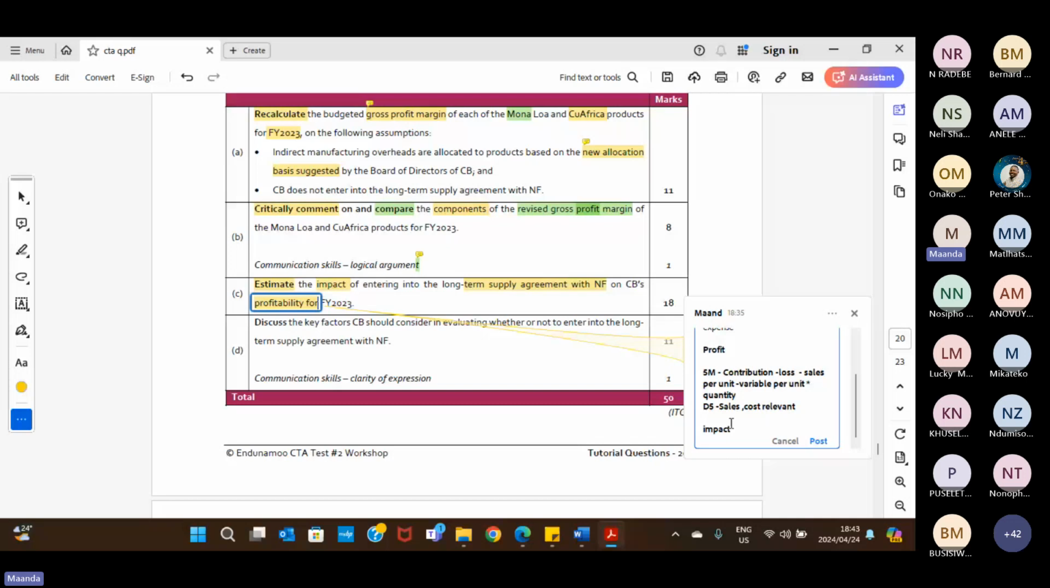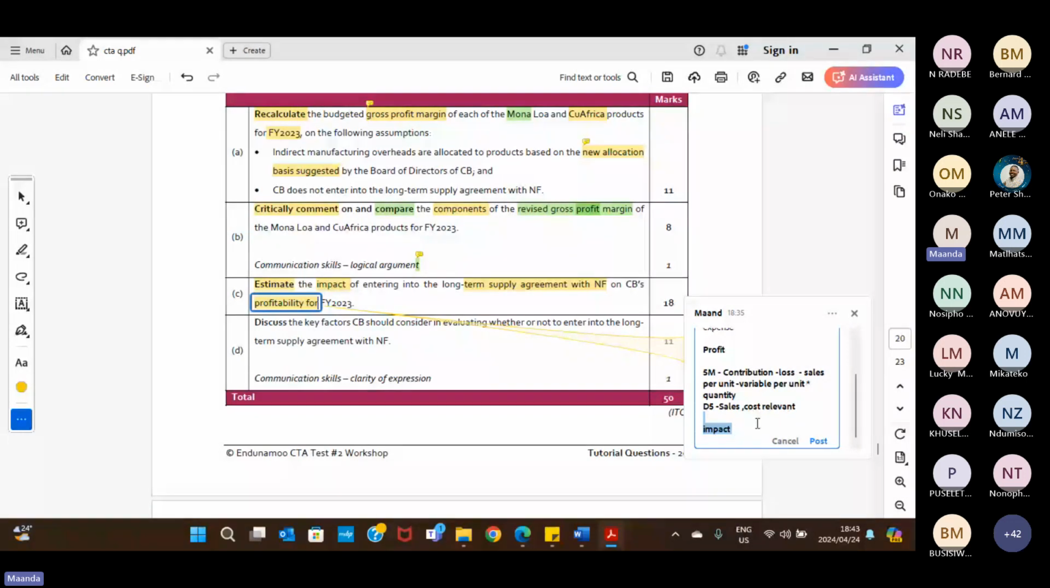And impact means that I need to take two things and add them or subtract them to see the impact they're having on my profit. So I will need to add this or subtract this from this and get the impact. This is another mark, and this becomes a calculation mark. So you don't have to have the accurate amount of the impact, but you just have to have your impact there, and then you get the mark.